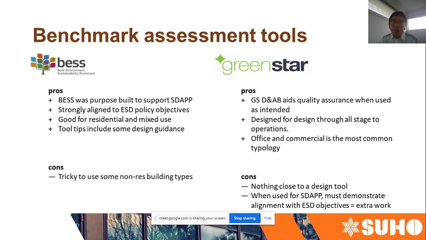For Green Star, design and build adds quality assurance when used as intended. It is designed for whole stages through design to operations, and it is most suitable for large developments like offices and commercial shopping centers. Green Star is nothing close to a design tool, it's more like a rating tool. And when it is used for SDAPP, it must demonstrate alignment with ESD objectives, which means there will be extra work involved here.